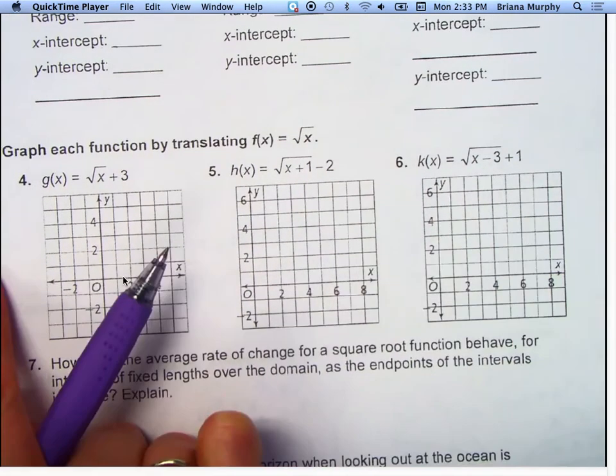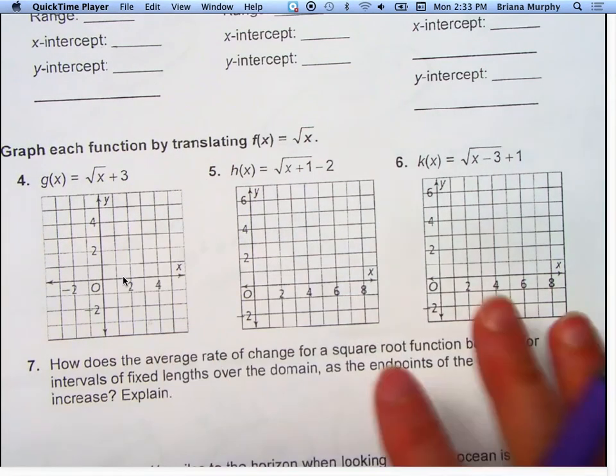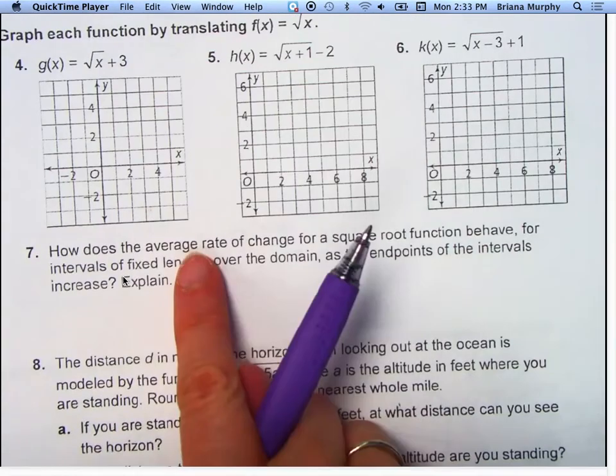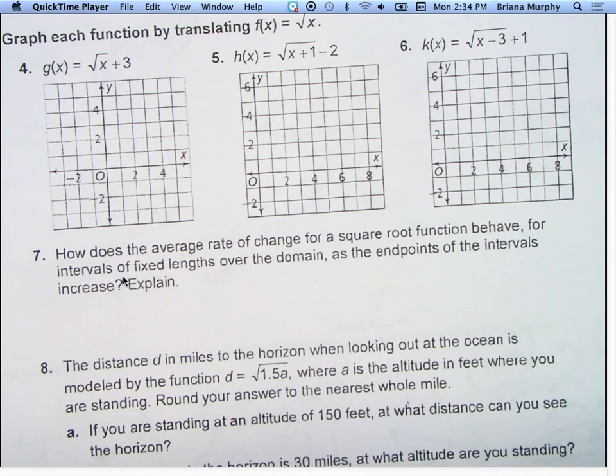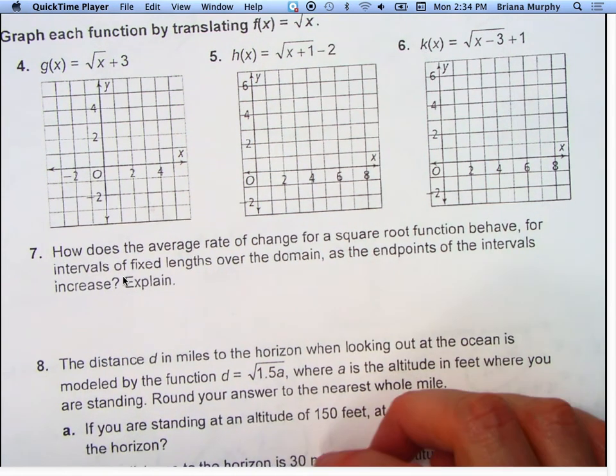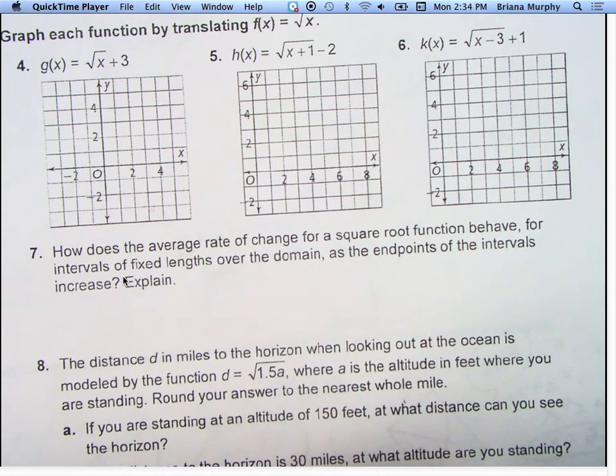So again, you can make a table if you want, or you can just adjust it around. We've talked about rate of change. And 8 is going to be kind of a little bit of a challenge because we haven't done any story problems yet. So I want you to at least write something for 8A and B. Okay, so I am going to stop the recording now.